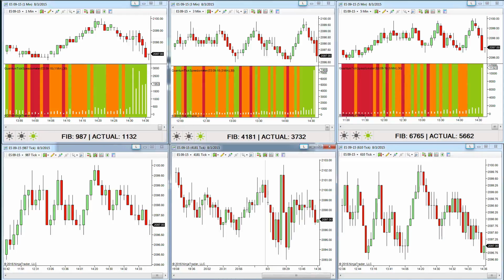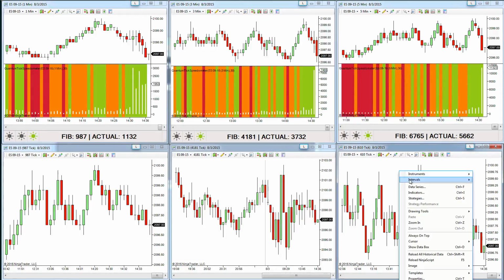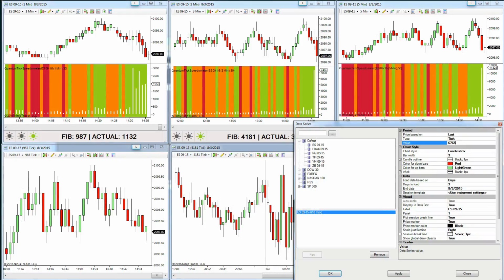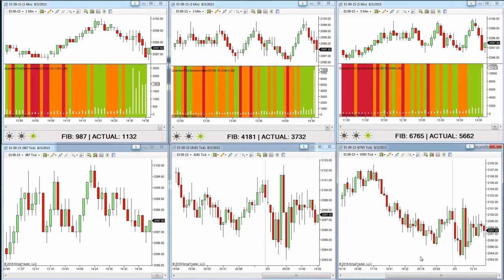And there we go, the 5-minute has just updated, and you can see the difference there. Now we're almost up to 7,000 ticks there. We'll just update that one from 610. We're over 6,700. There we are. Massive difference. Several thousand ticks there on a 5-minute time frame for the E-mini.